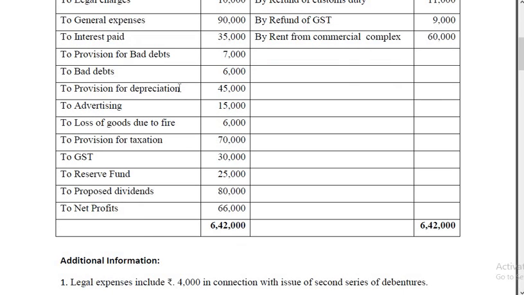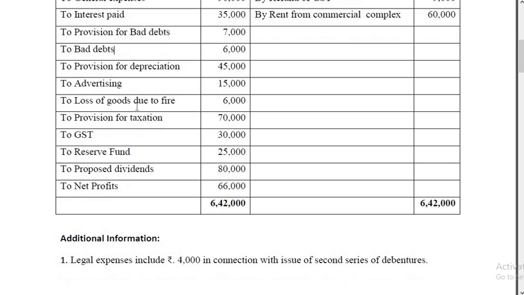Then provision for depreciation is not allowed. Any provision is not allowed. Advertising is allowed. Loss of goods due to fire is allowed. Provision for tax, income tax, wealth tax, provision for taxation, these are not allowed. GST is allowed. Reserve fund is not allowed. Proposed dividends are not allowed. So these are all items to be added while computing business income. While computing the business income, you have to take net profit as the starting point. Then all inadmissible expenses are to be added back.